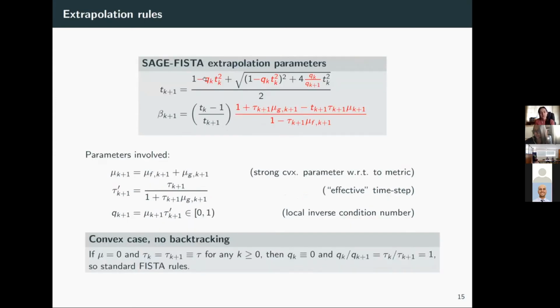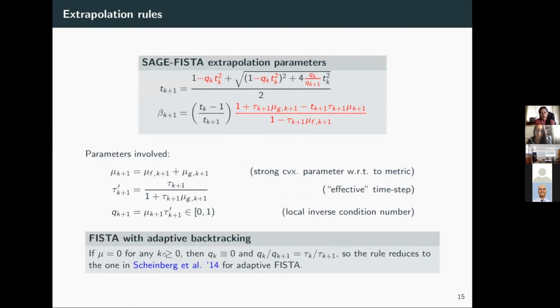And of course, if you forget about the red terms, you end up with the standard FISTA rule. And whenever you have no strong convexity, that's nothing but FISTA.